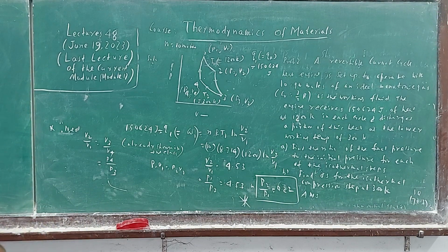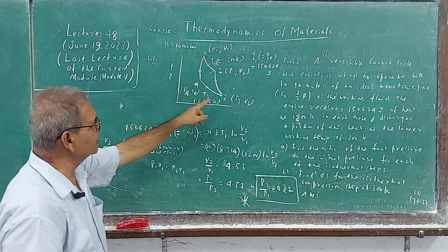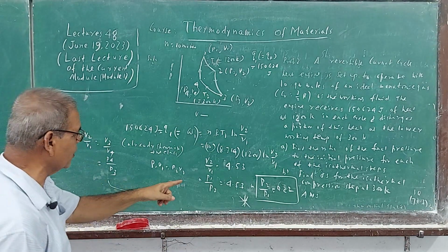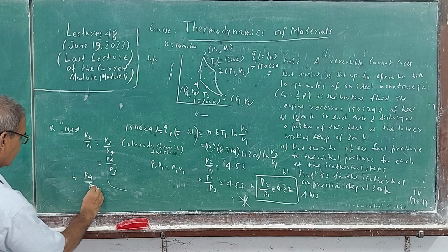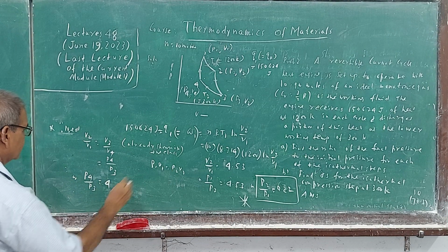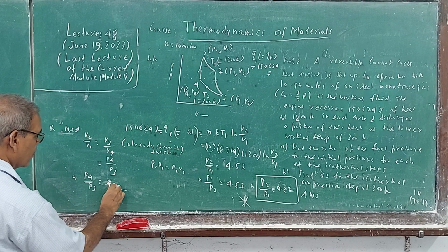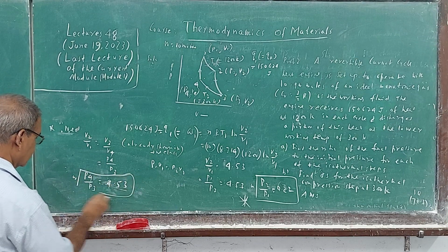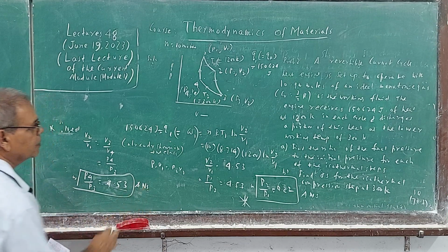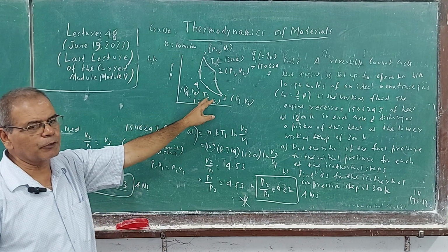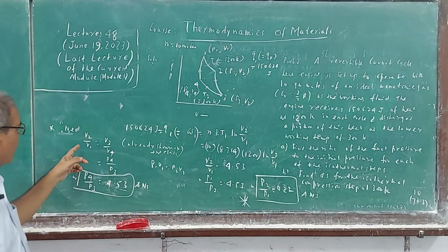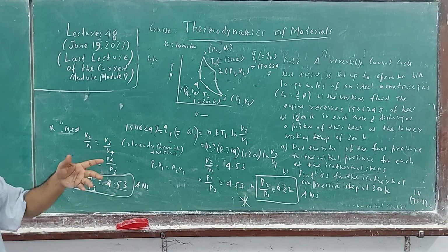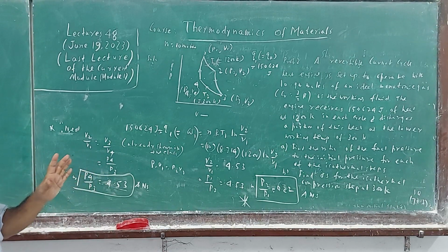P4 by P3. What is asked? Final to initial. P4 by P3 is V2 by V1. What is V2 by V1? 4.53. So P4 by P3 is 4.53. Answer. You don't have to find this without finding this. Do you remember how it is done? So it is 8 marks, 7 marks, 17 marks already.